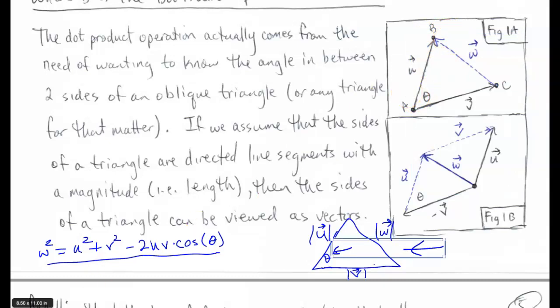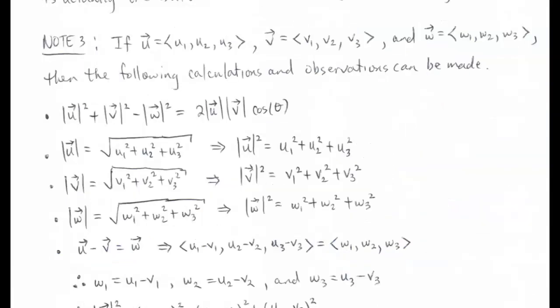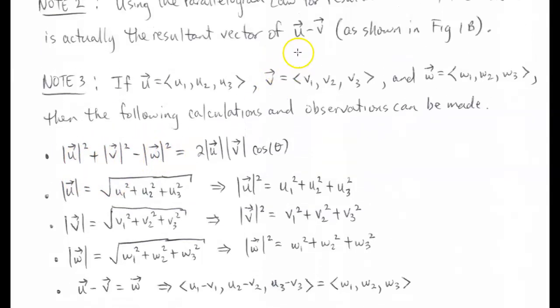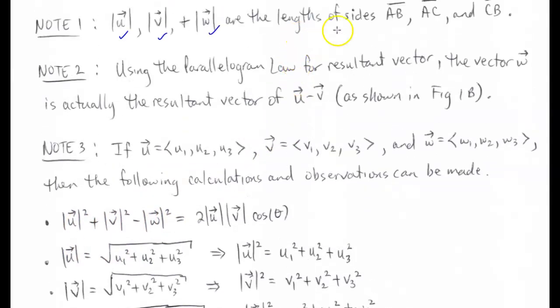All right, so let's go ahead and move on. We're back here, and there's a couple things we need to take into account. First thing, like we mentioned before, the magnitude of u, the magnitude of v, and the magnitude of w are all, in this case, going to be the lengths of the sides.